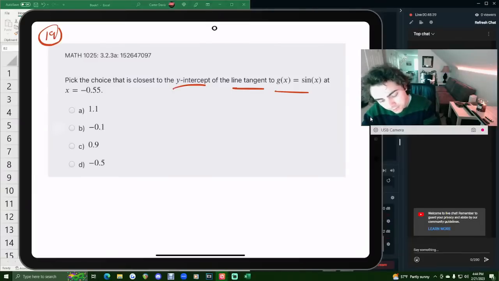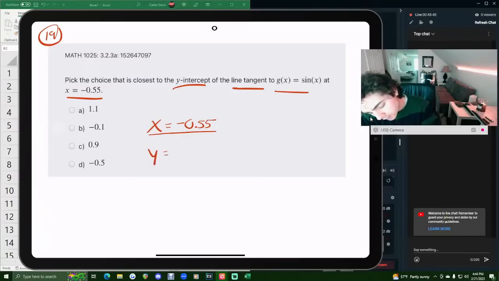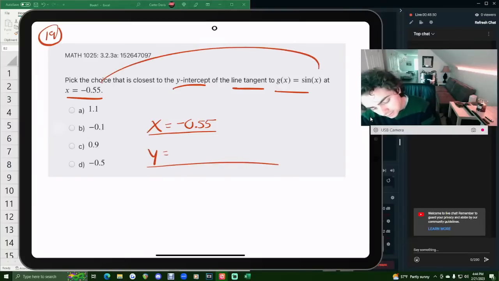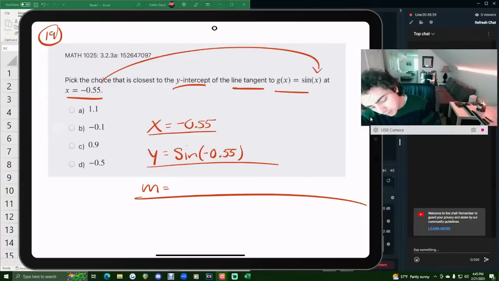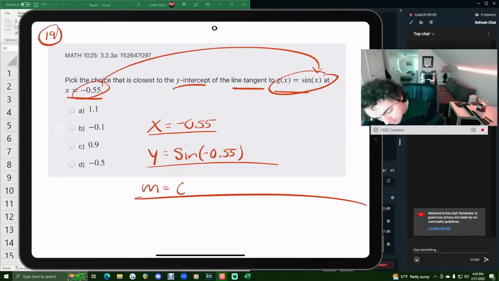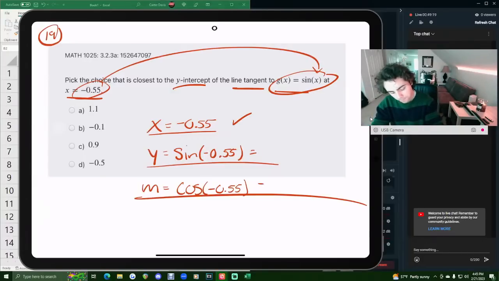We're finding the y-intercept of the tangent line at a certain x value. For the tangent lines, I mentioned we wanted an x value, which they give us. We wanted a y value, which we will get by plugging this x value into the function. So sine of negative 0.55. And then we want a slope value, which we will get by plugging the x value into the derivative of the function given. The derivative of the function given is cosine of x. And so we will plug in the x value of negative 0.55. So we have our x. Let's calculate y and m.